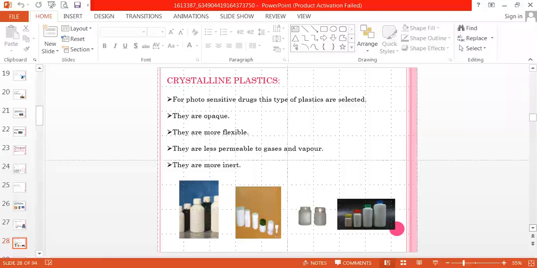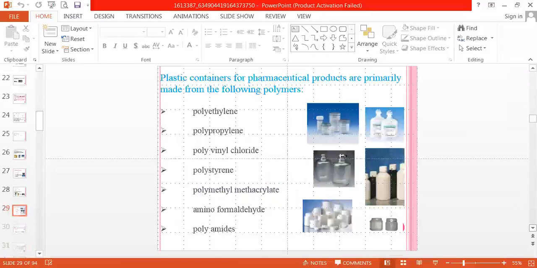They are more flexible than amorphous plastics, as well as less permeable to gases and vapors. It means if you are using crystalline plastics, they will not permit gases as well as vapor from outside to the inner side and from the inner side to the outside. Crystalline plastics are also non-toxic, or inert in nature, compared to amorphous plastics. Now depending on your requirement and the nature of the drug, you may select either amorphous or crystalline plastics.